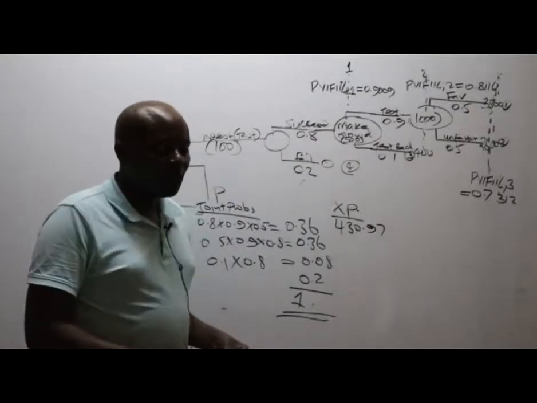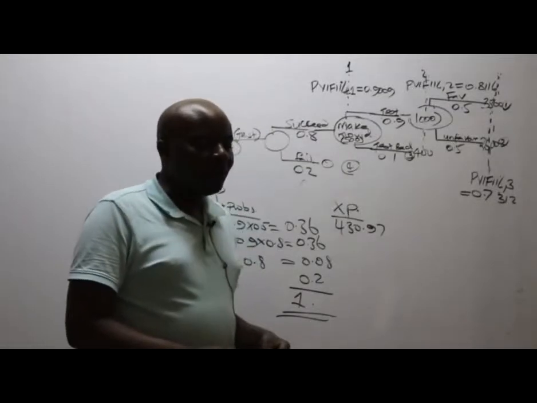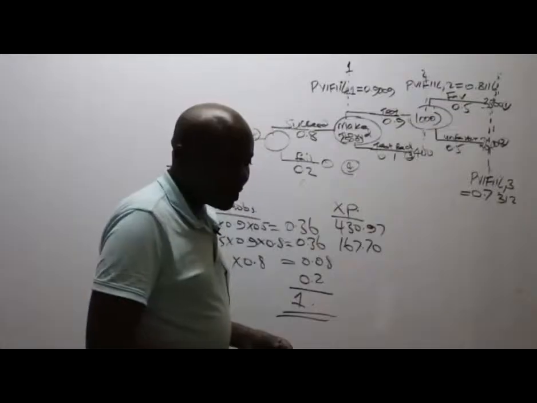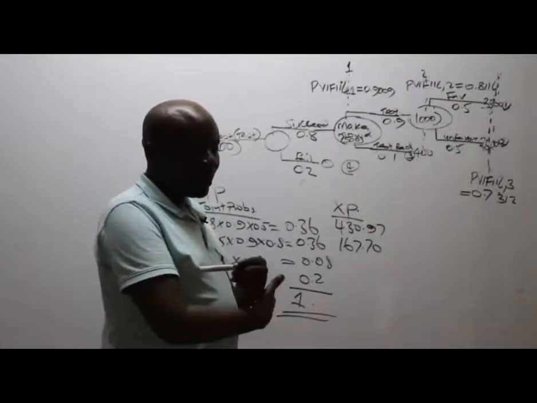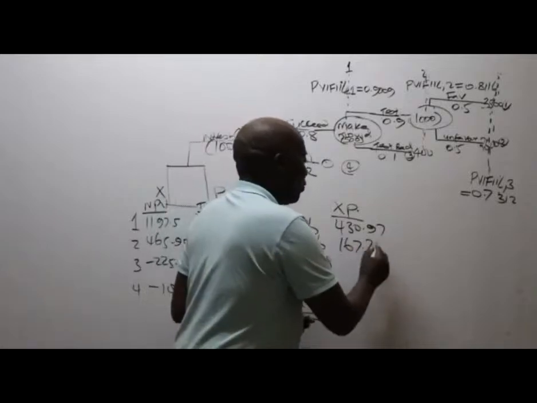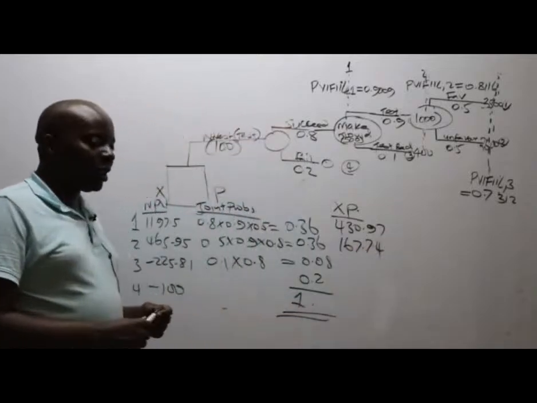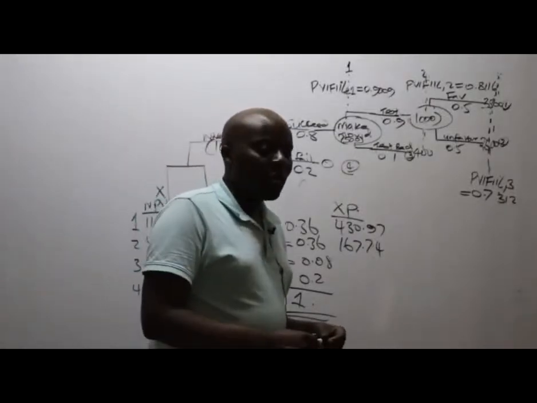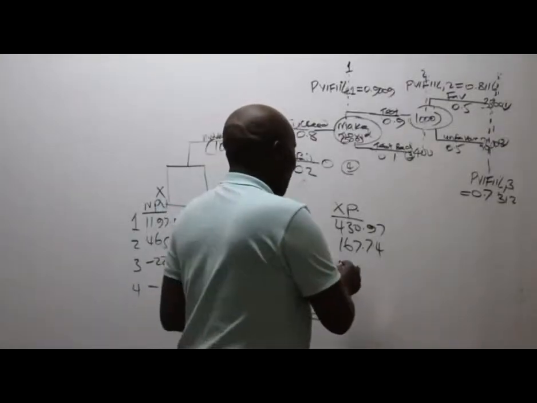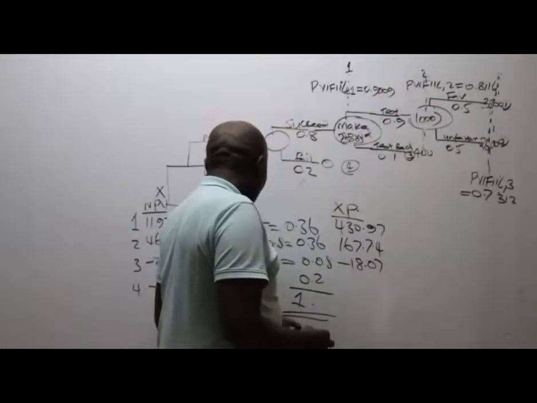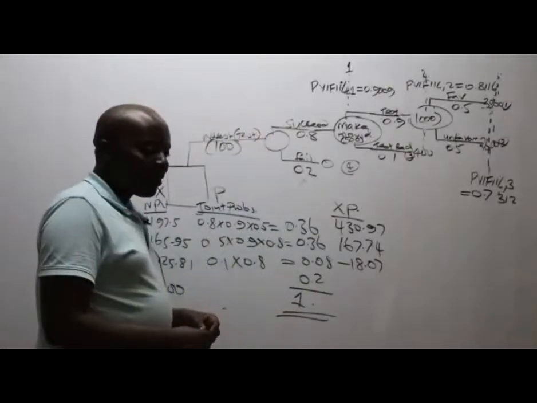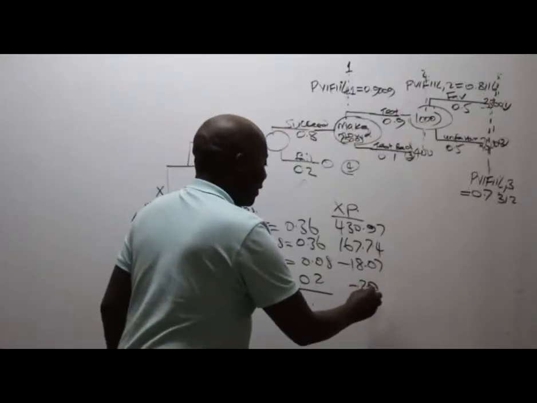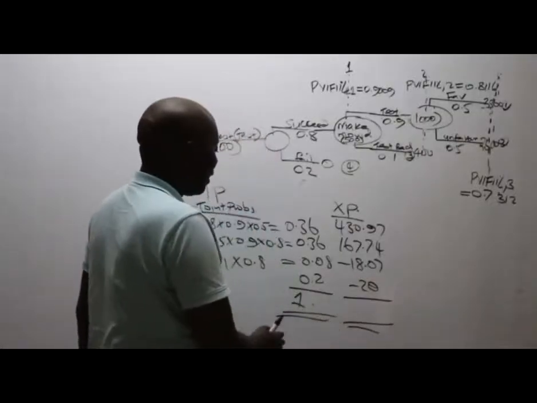Thank you very much. Then we have 167.70, 167.7. Then 167.74, and then we go to branch 3. What do we have there? Negative 18.07. Branch 4, the last one, gives me negative what here? Negative 20. So then could you kindly come and add here for you to be able to give us what we call expected net present value.